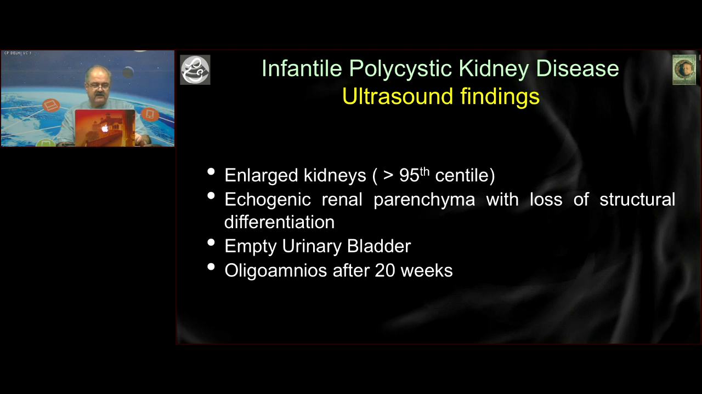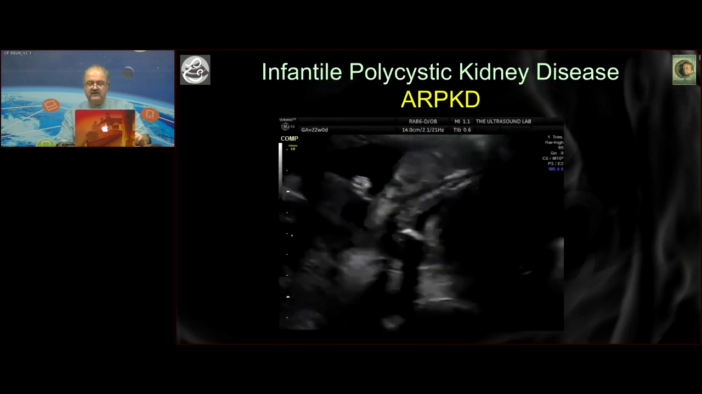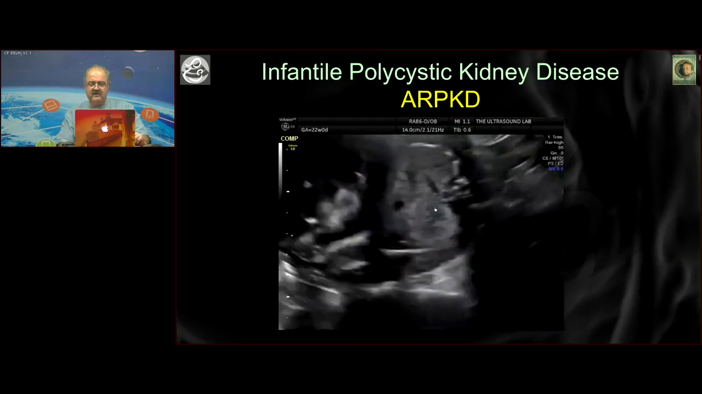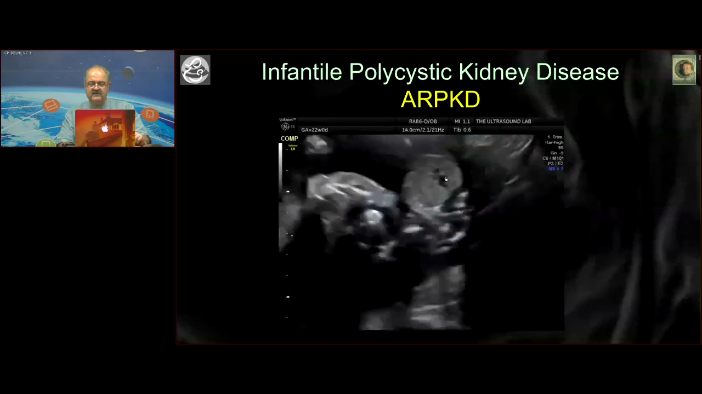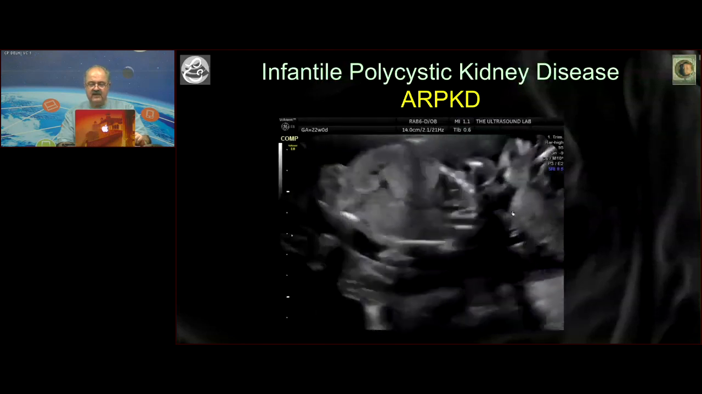Remember also that when we are looking at the kidney, don't look at frozen images. Always look at it yourself and try and see how much of that echogenicity is in the periphery and how much is in the center, because sometimes the clue to disease lies in that.